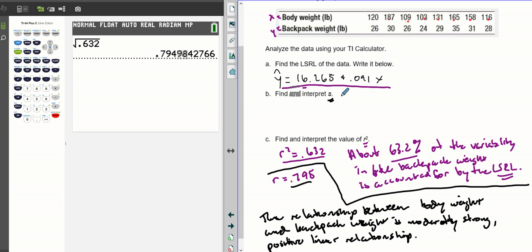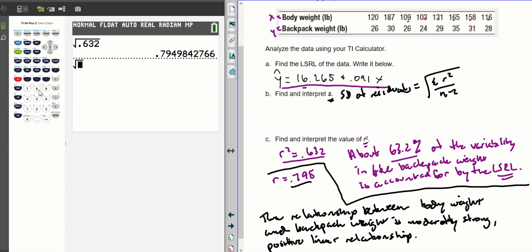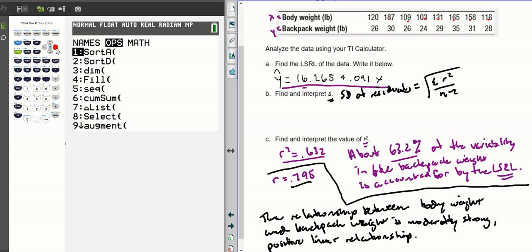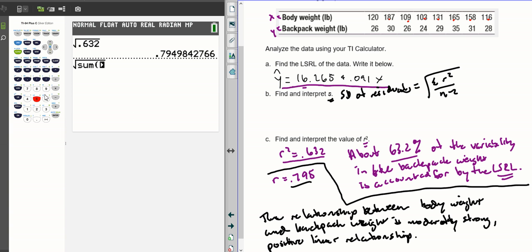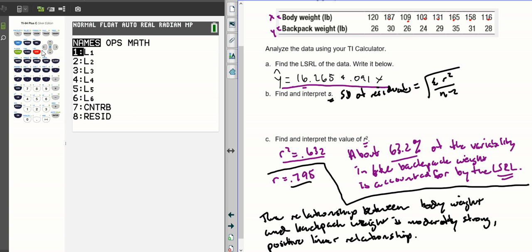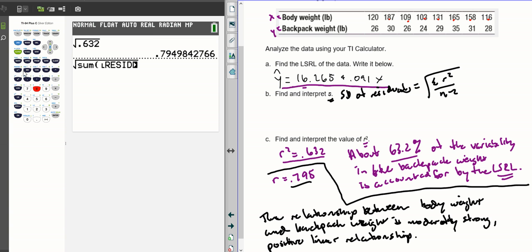Now, next thing we want to talk about is our S value. The S value is the standard deviation of the residuals. How do we find the standard deviation of the residuals? Well, we take the square root of the sum of the residuals squared, divided by n minus 2. So how do you do this on your calculator? Right here, we're going to take the square root, and then the sum. So we go to second stat, and to math, and if you go to that, you press 5. We're going to take the sum of our residuals. So go to second stat, and we go to 8, our residuals, and we take that value and square it. Then close that, and we're going to divide by the n value.